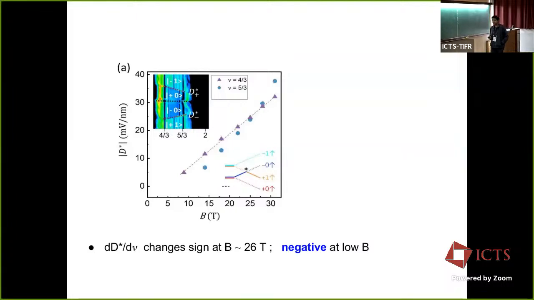This plot just summarizes what we have seen so far. This is D star as a function of the magnetic field. For low fields, the D star for 5/3 is below that of 4/3, whereas there is a crossing point somewhere around 26 Tesla, indicating the change of the sign of the slope.